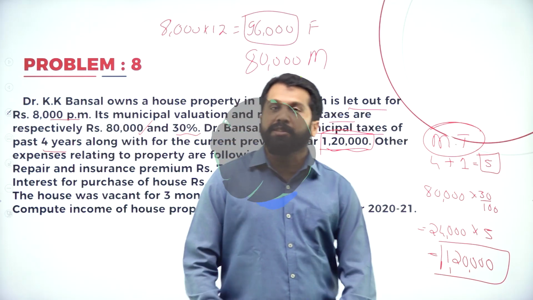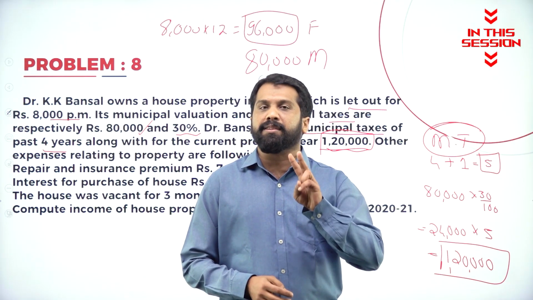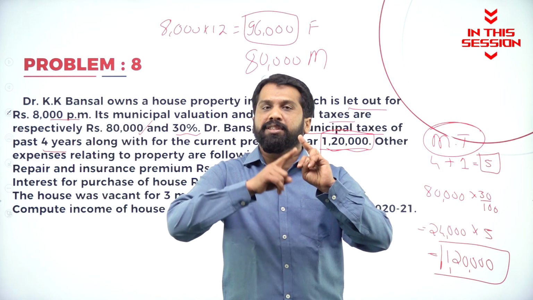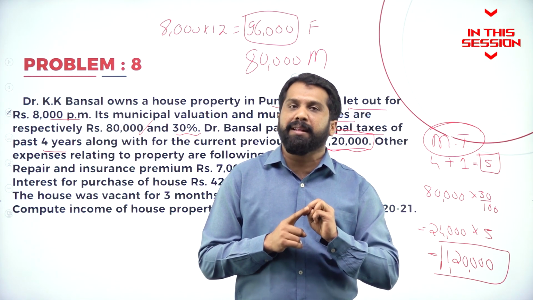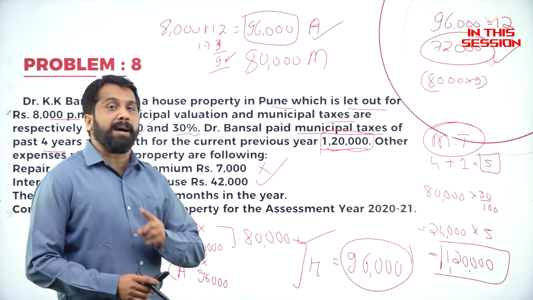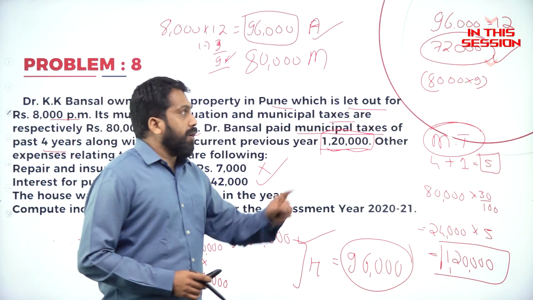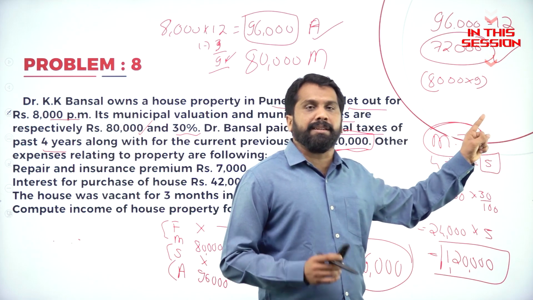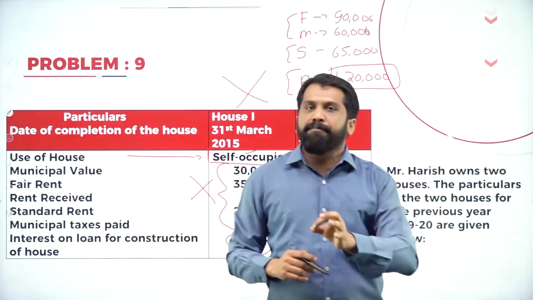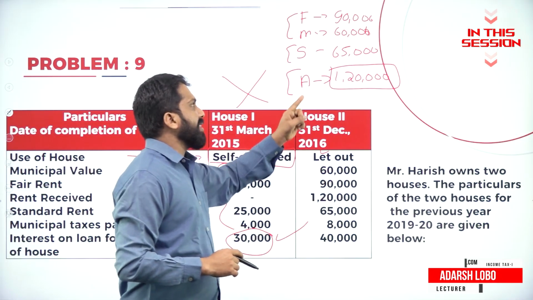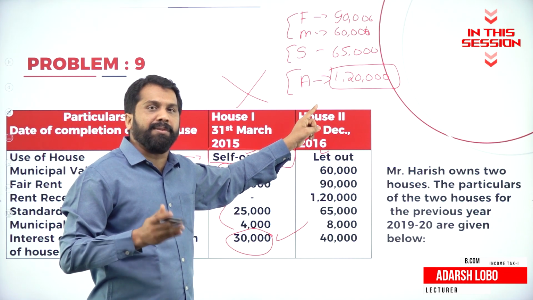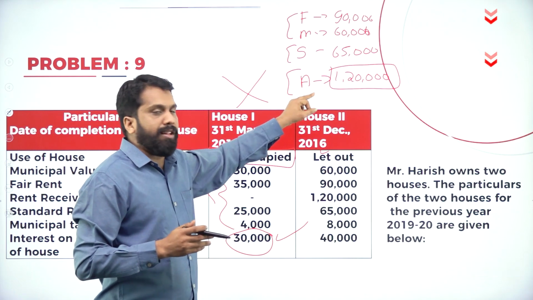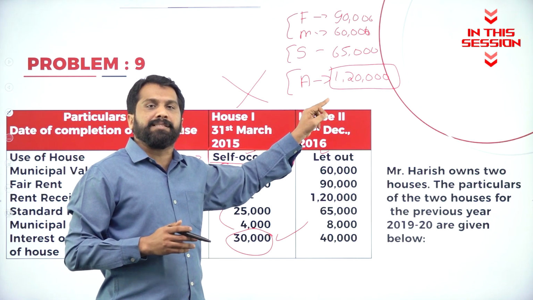Which are the expenses we can minus? Only two. One will be interest, other will be 30% deduction on net annual value. We should go for complete 12 months. But while writing in your answer, you should go for 9 months. If your actual rent is the higher value, then this will be your final answer.